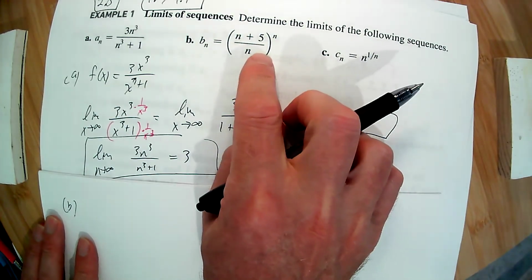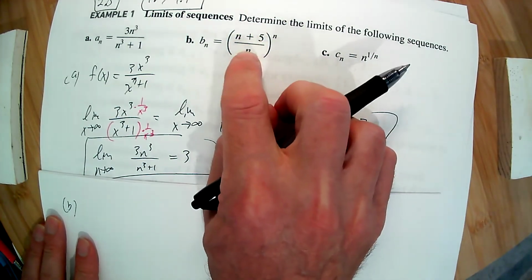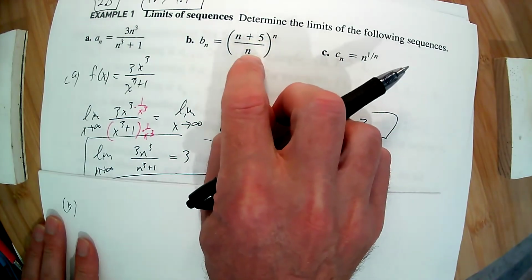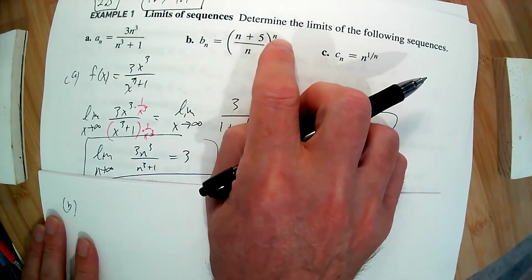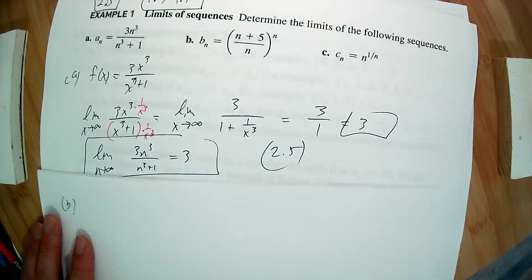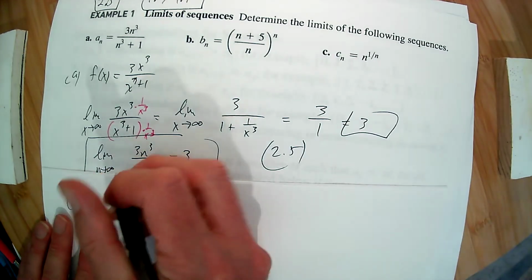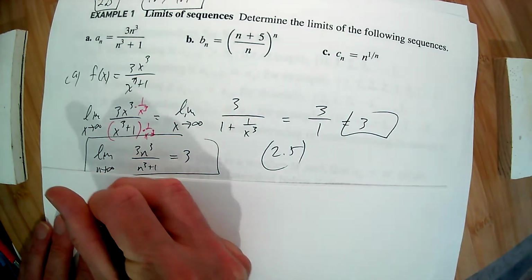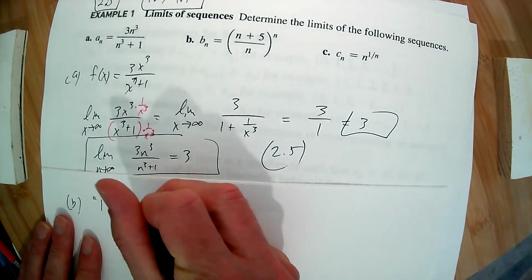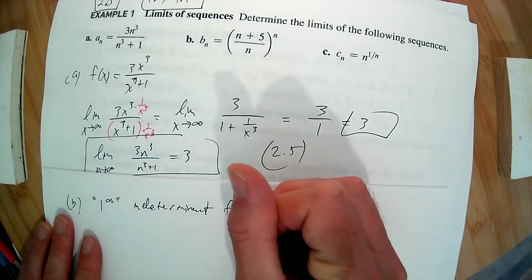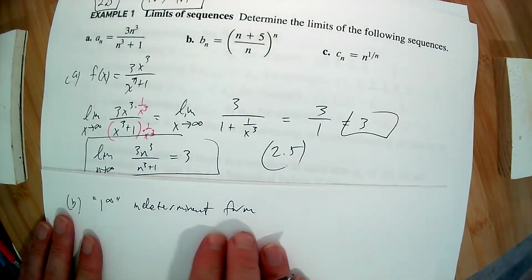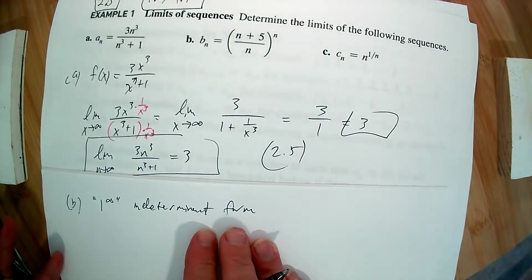If you just try to use intuition, what happens? Well, on the inside here, if I think about this like x plus 5 over x, the inside's going to 1, but the exponent is going to infinity, right? And so, look, part B has this 1 to infinity indeterminate form, okay? So review the L'Hopital's rule section. You've got these indeterminate forms. How do we deal with something like that?